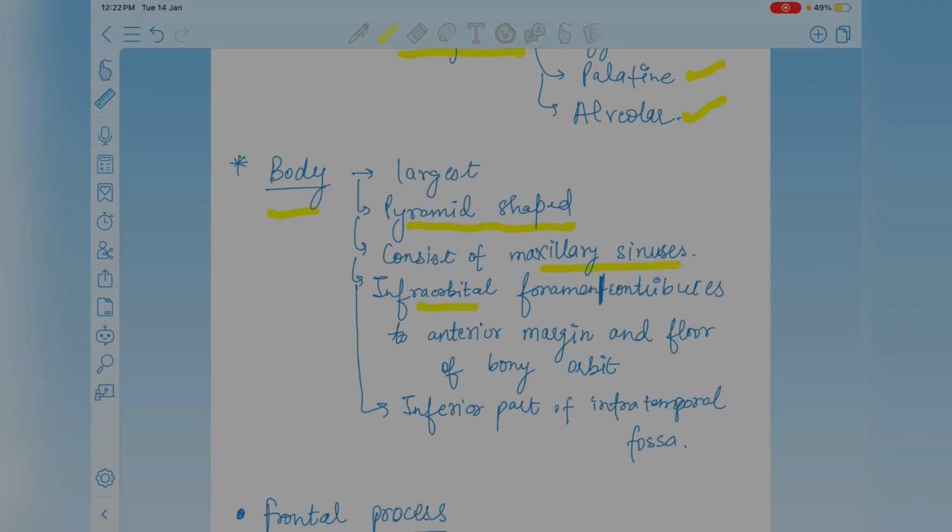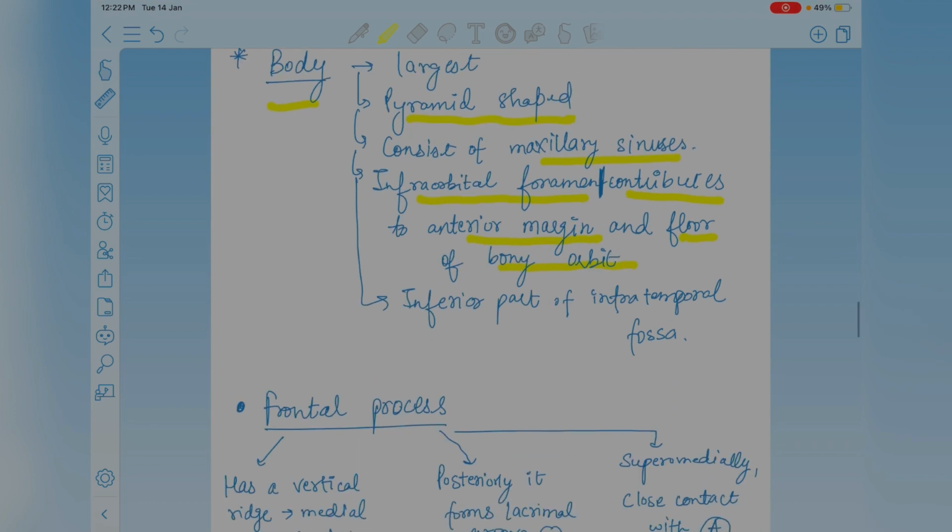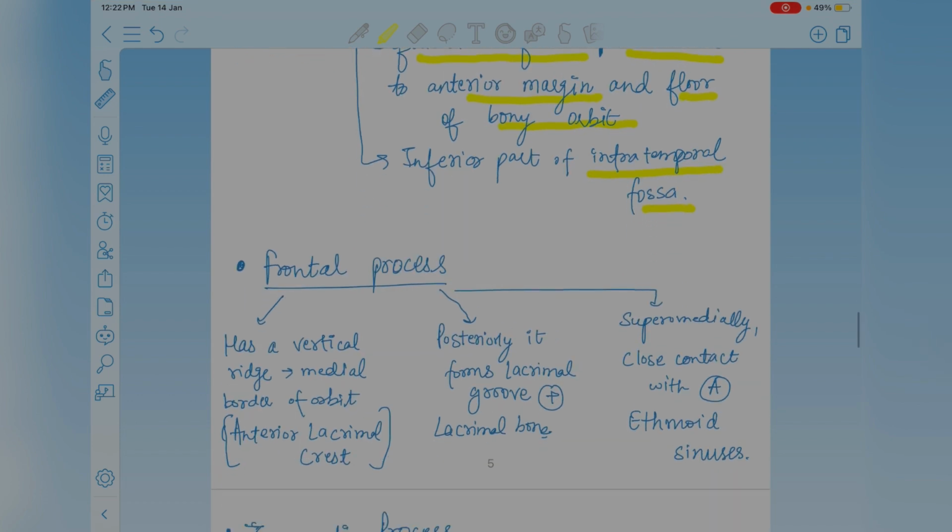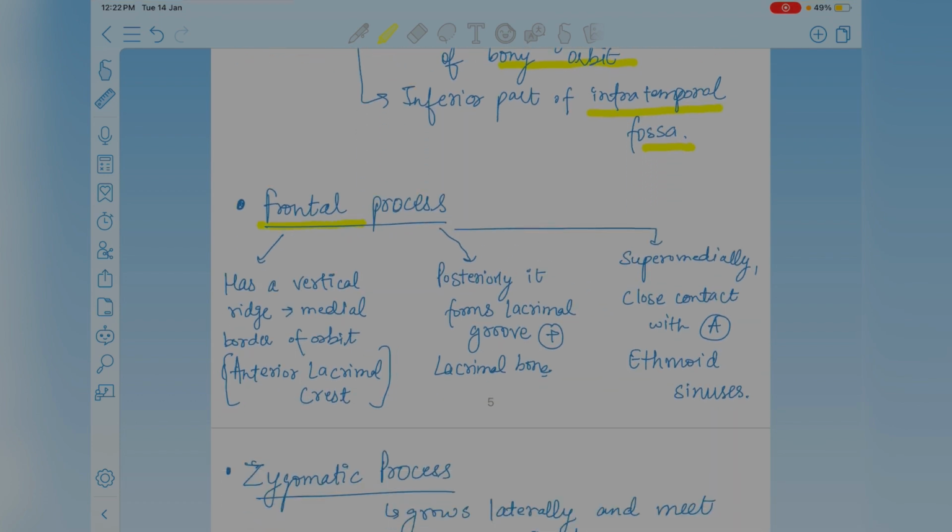And there is the presence of the infraorbital foramen. The body contributes to the anterior margin and floor of the bony orbit, and the inferior part of the body forms the infratemporal fossa. Now continuing with the four processes, the first is the frontal process. It has a vertical ridge on the medial border of the orbit called the anterior lacrimal crest.